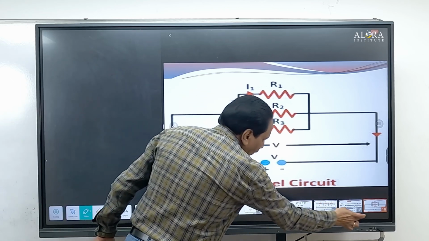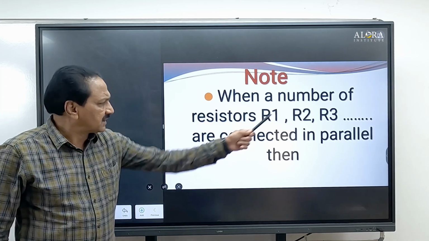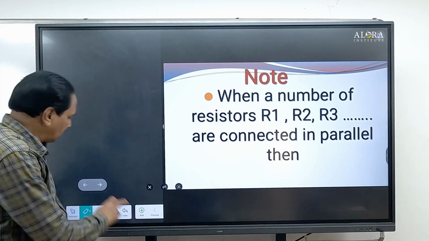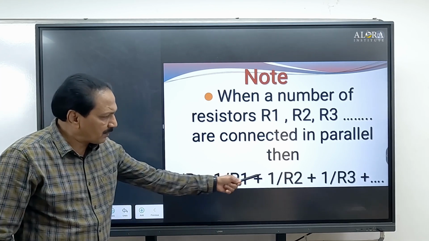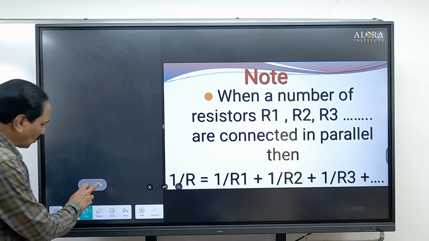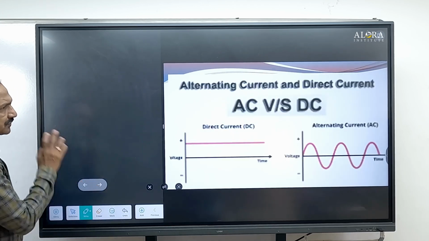Fine. Let's go for the next point here. When a number of resistors are connected in parallel, what is the formula to be used? 1 upon R equals 1 upon R1 plus 1 upon R2 plus 1 upon R3 and so on. This is about the simple series and parallel circuits.